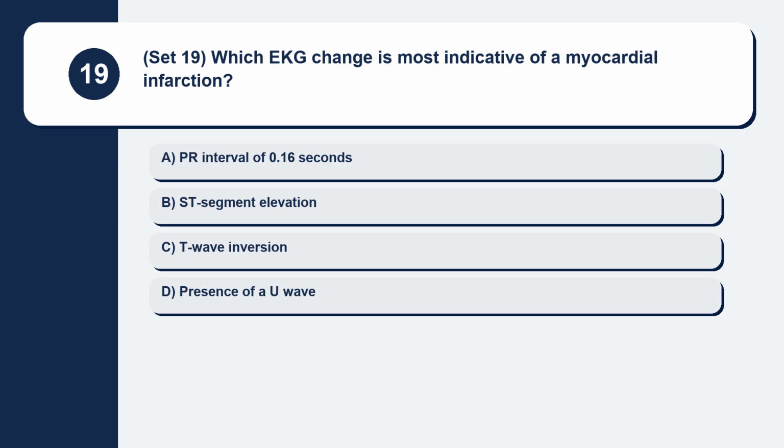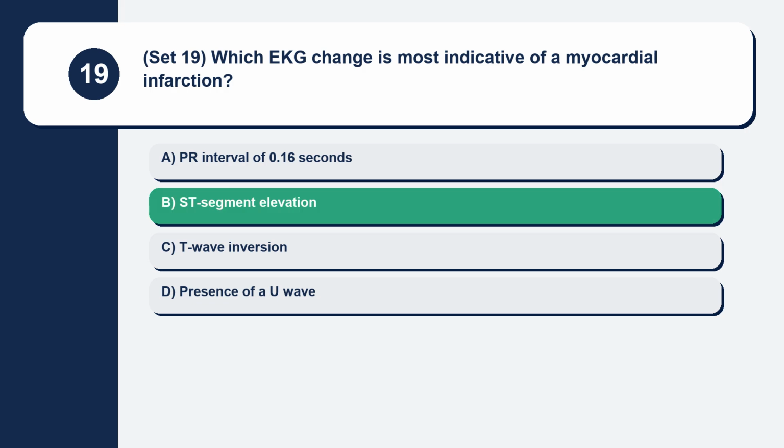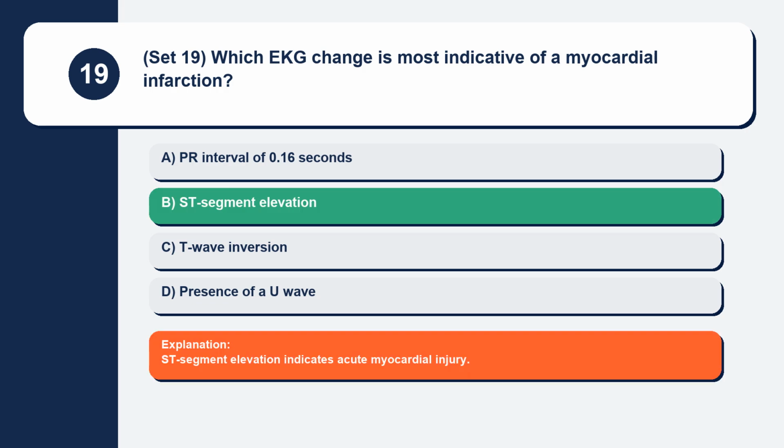Question 19. Set 19. Which EKG change is most indicative of a myocardial infarction? PR interval of 0.16 seconds, ST segment elevation, T wave inversion, presence of a U wave. ST segment elevation indicates acute myocardial injury.